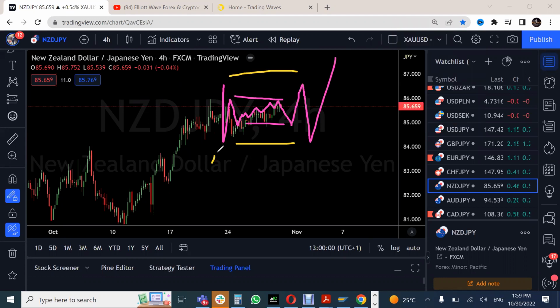So we've got two corrective structures there. You've got this big A, B, C corrective structure on the outside here. You've got this internal one here, another A, B, C. It's actually another lower degree one here, A, B, C. You can see internally here, you've got a structure exactly the same as the one outside, but in the lower degree. This is what we call fractals. So we'll expect this one to make a possible move to the downside.